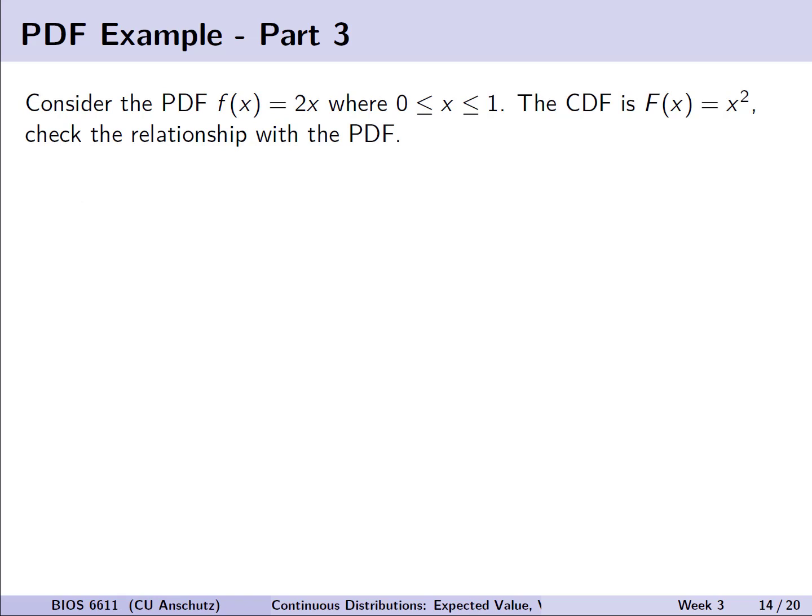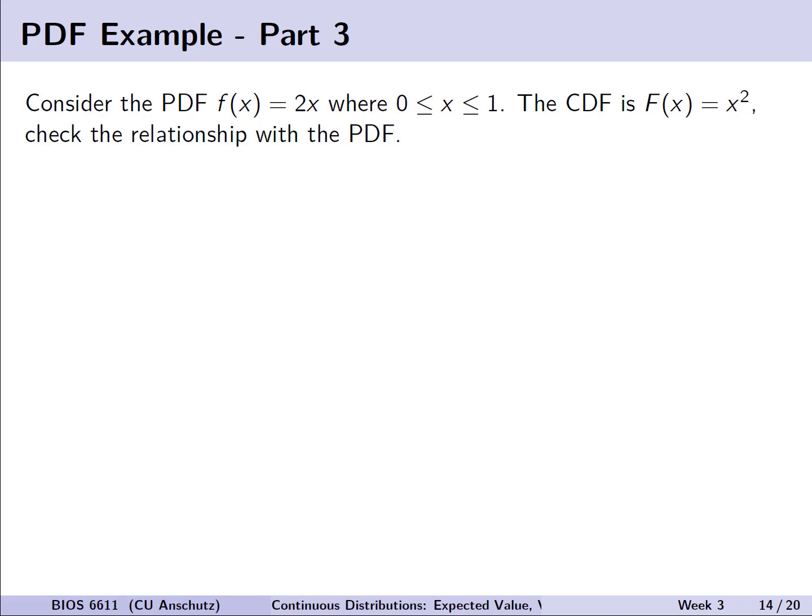For part 3, let's consider again the same PDF. In this case, we can just state as a fact the CDF for this distribution is capital F of x equals x squared. So let's just check that relationship with the PDF, where the first derivative of the CDF should be equal to our PDF. Again, feel free to pause the video here and we'll walk through it together in a second.